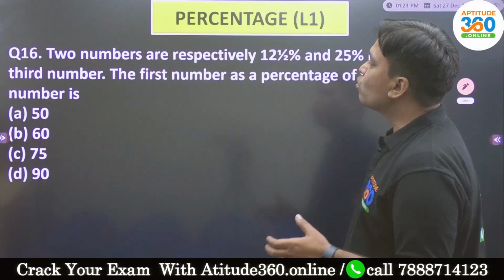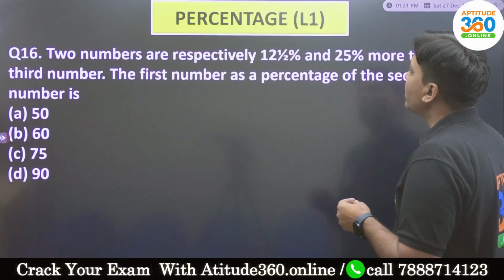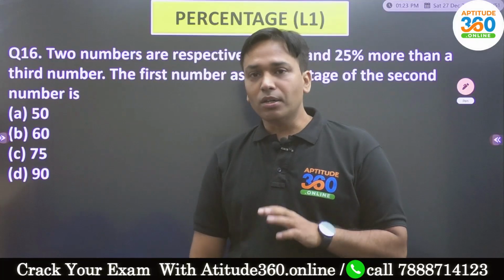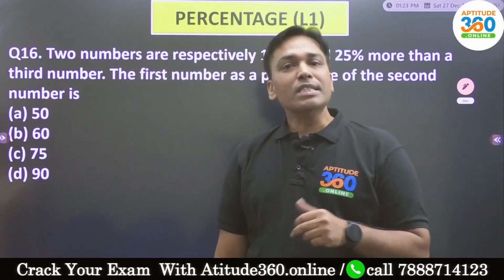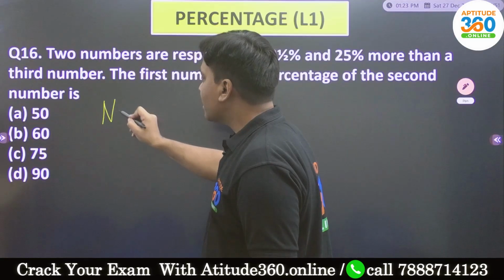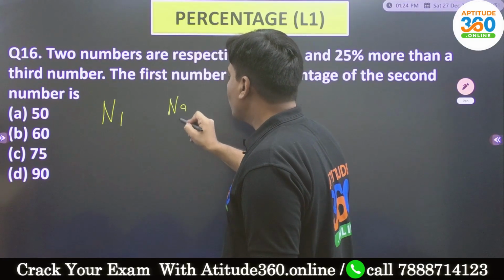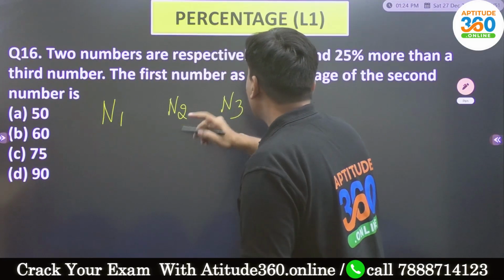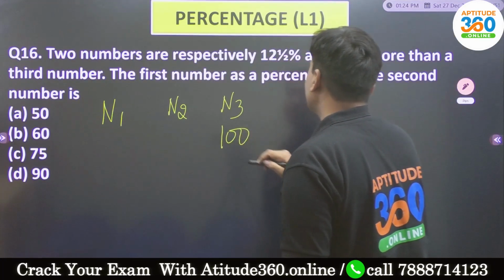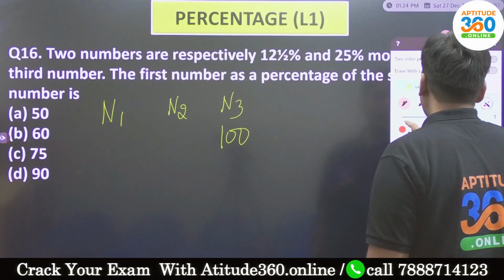This question says two numbers are respectively 12.5% and 25% more than the third number. What is that third number? We do not know. So what should we be saying? Number 1, number 2 and number 3. Number 3 is given to you as, say, 100.